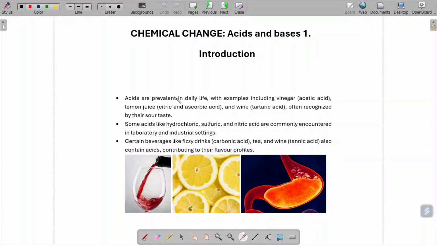We all know acids and bases in our everyday lives. Acids, for example, are in many of the foods that we eat, including tartaric acid in wine, citric acid in citrus fruits, and even in our stomachs, we have stomach acid that helps us with digestion. Other acids, such as sulfuric acid and nitric acid, we would find in the laboratories. Even our fizzy drinks contain an acid called carbonic acid.